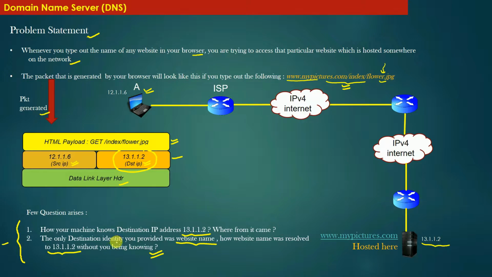So these questions are answered by DNS, that is the domain name system. Now our problem statement is to figure out the answers to these two questions: whenever you try to access a website, how does your machine generate an IP packet, and in that IP packet, where did this destination IP address come from? That is, the final problem statement is how to map the website name to the IP address of the server machine which hosts that website.